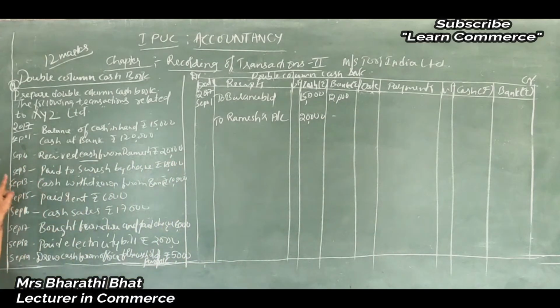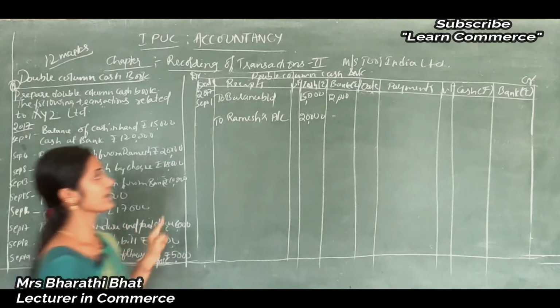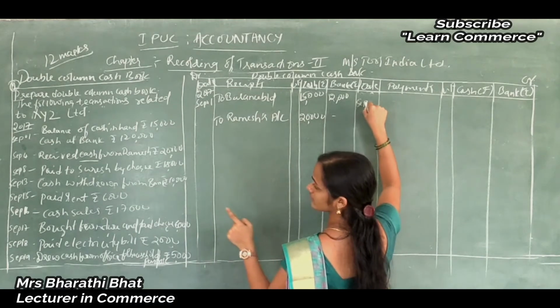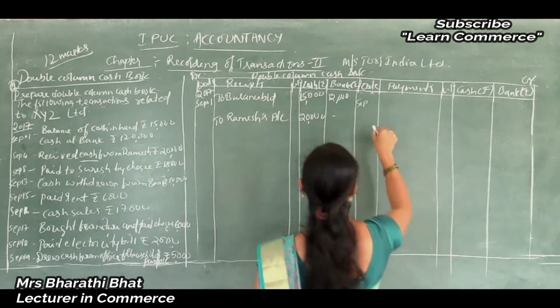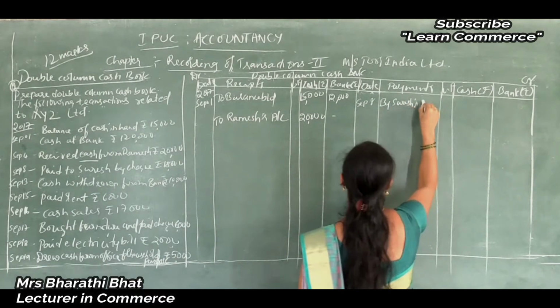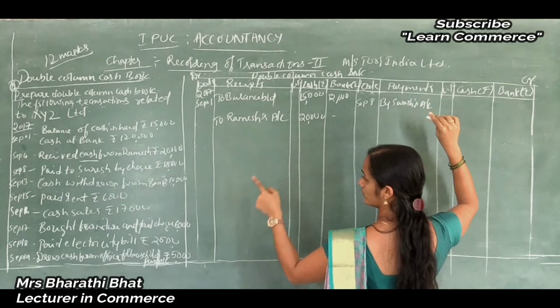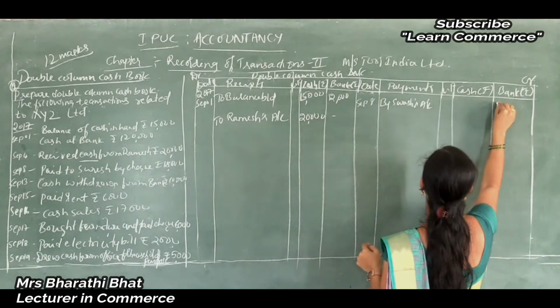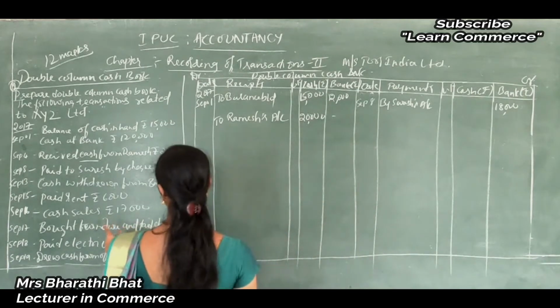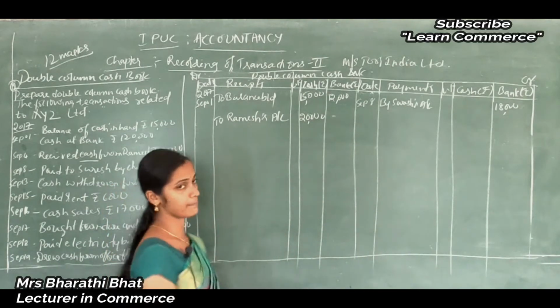The next one, September 8, paid to Suresh by check. Paid to Suresh by check. So by Suresh account, date September 8, by Suresh account, amount 18,000 by check, that's why in the bank column. Correct, right?